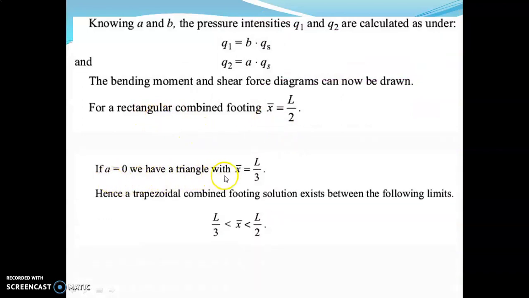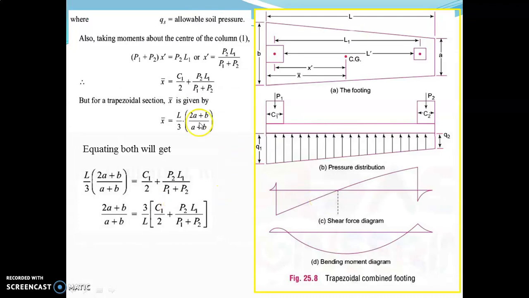So for a triangular footing, X bar is equal to L by 3. Hence a trapezoidal combined footing solution exists between the following limits, that is L by 3 less than X bar less than L by 2. So this means the trapezoidal combined footing lies between the limits L by 3 to L by 2. So this is about trapezoidal footing. You have to remember all these things.